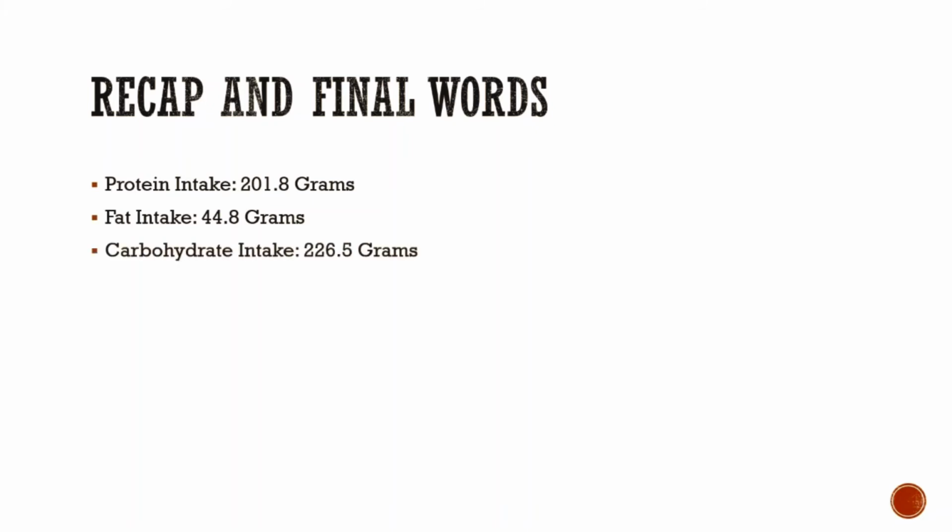Before we go, let's recap and refocus. Protein is most important for me, so I will have approximately 201 grams daily. I will take in about 44 grams of fat daily. My carb intake at the moment will be 226 grams, and I will plan them according to my day. All three may change as my calorie needs change.